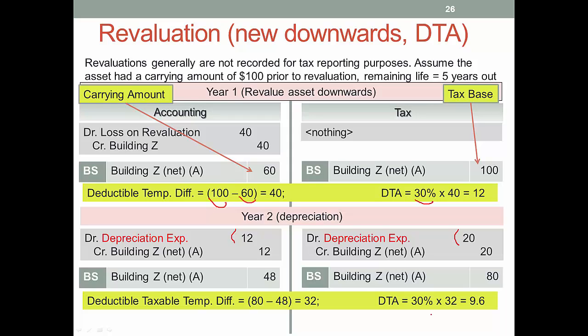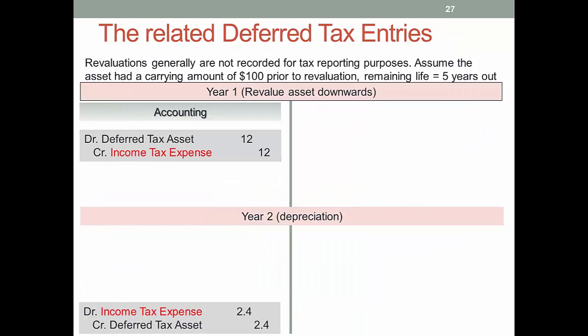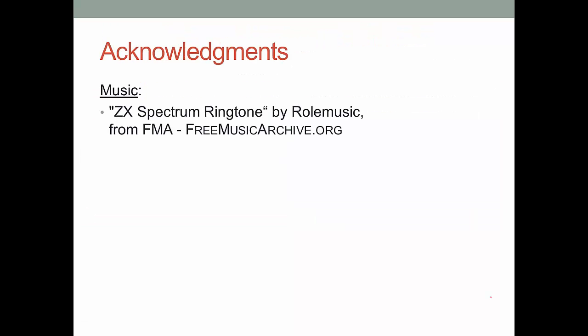So let's have a look at the deferred entries. In the first year, you had to record this DTA springing into existence of 12. In the second year, you had to record some of that going away. So in the first year, you'll debit DTA for 12, credit income tax expense, and in the second year when you depreciate, you'll credit deferred tax asset, debit income tax expense.